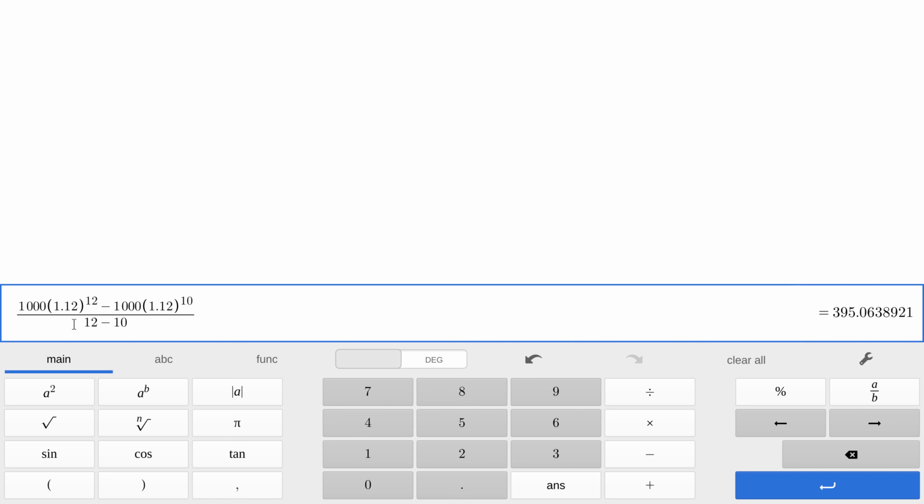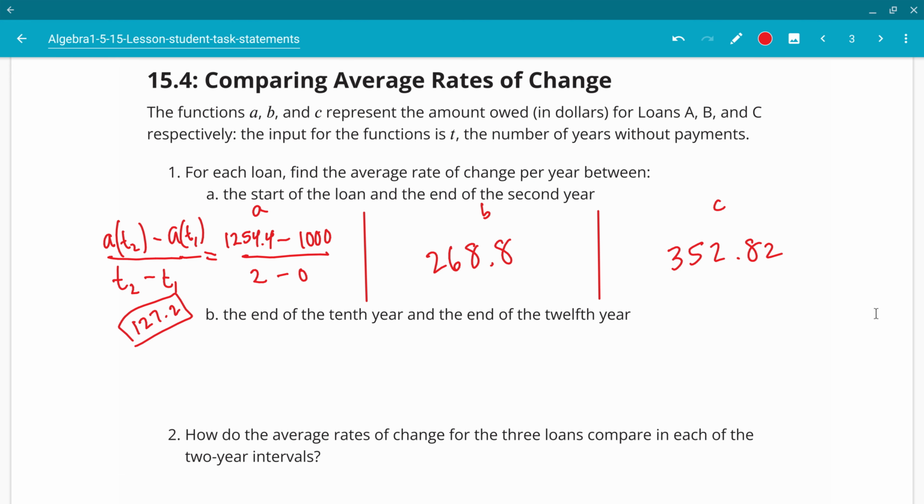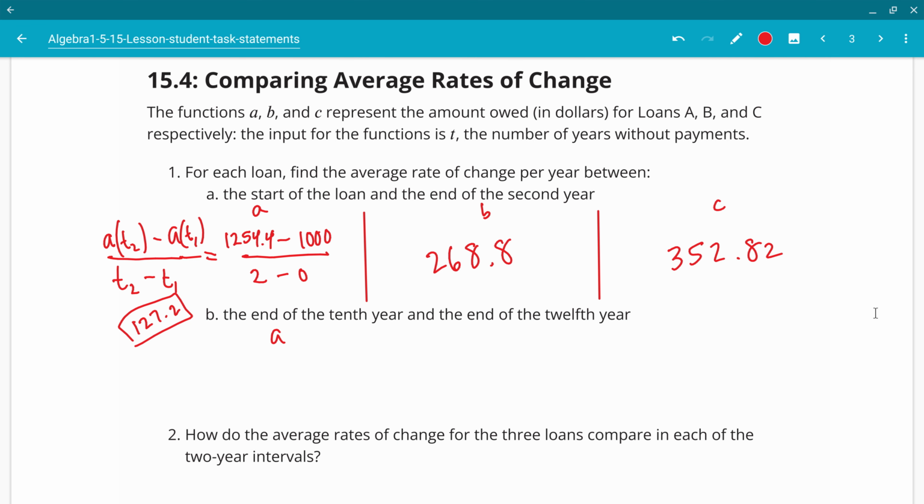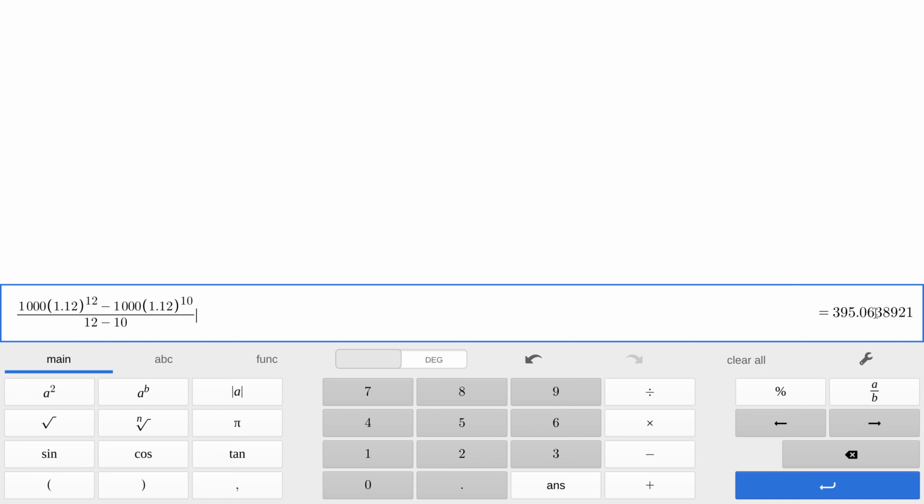So that should give us 395.06 for A. And I'll actually write down that expression. There's just a one time. So we know this is going to be 1,000 times 1.12 to the 12th power minus 1,000 times 1.12 to the 10th power over 12 minus 10. And that got us the 395.06.